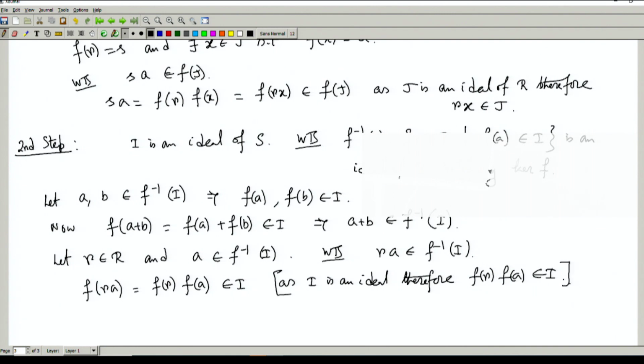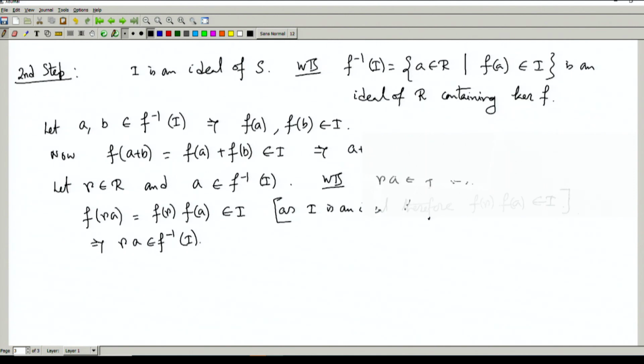So, it proves that it is closed under multiplication. That means this says that r times a belongs to the pre-image of I. Therefore, it is closed under multiplication from the elements of the ring R. Hence it proves that this pre-image of I is an ideal of R, but I have to show that this is an ideal which will contain the kernel.